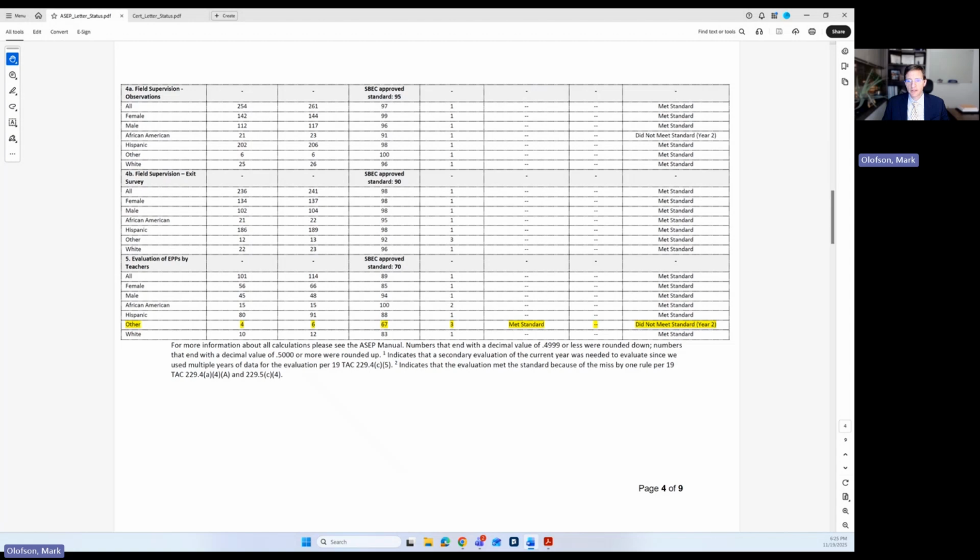Again, more information about this updated procedure is available in the ASEP manual. Please note that if your EPP does not have any values in this column, it means that it was not applicable, and that is the most common case. As a reminder, the miss by one procedure is also relatively new. Last year we started including a flag for it if the rule was used in that evaluation, and we continue that practice this year. For more information, again, please see the ASEP manual.